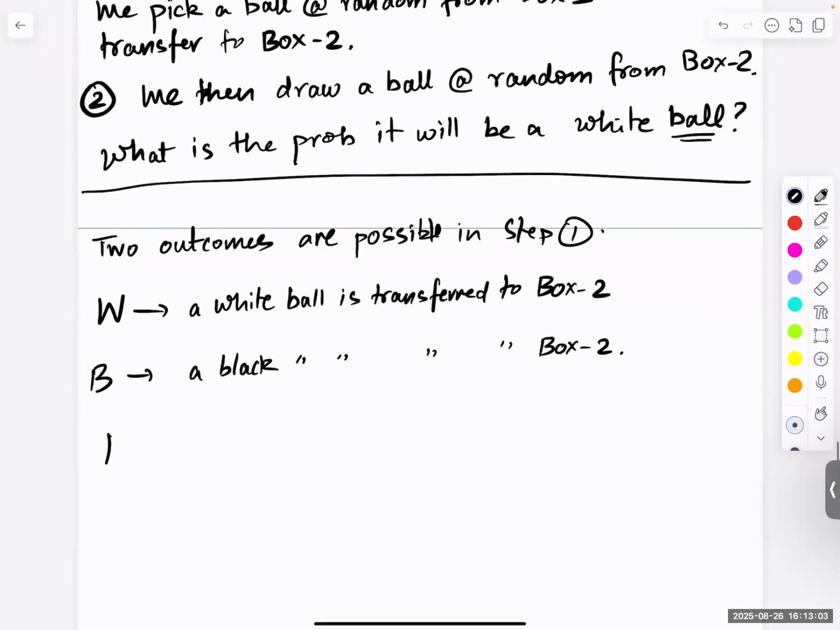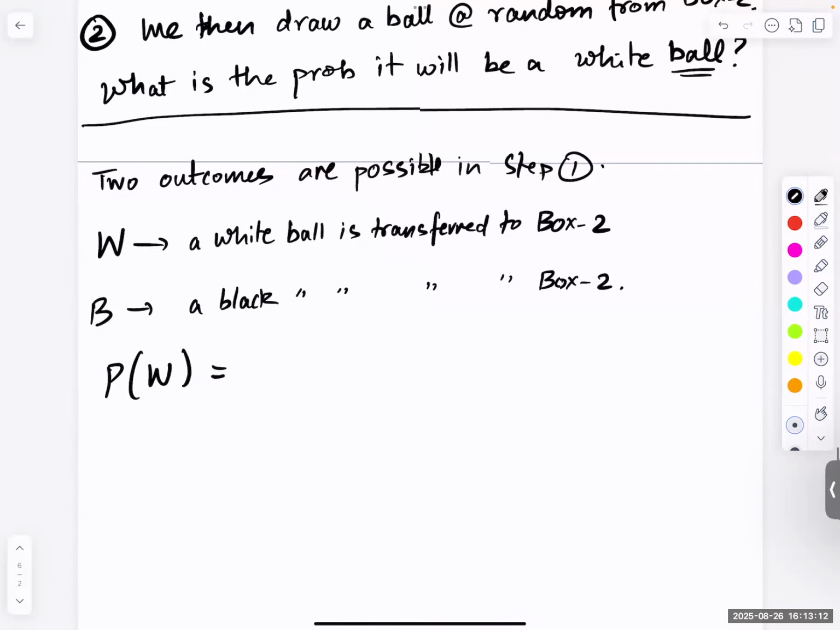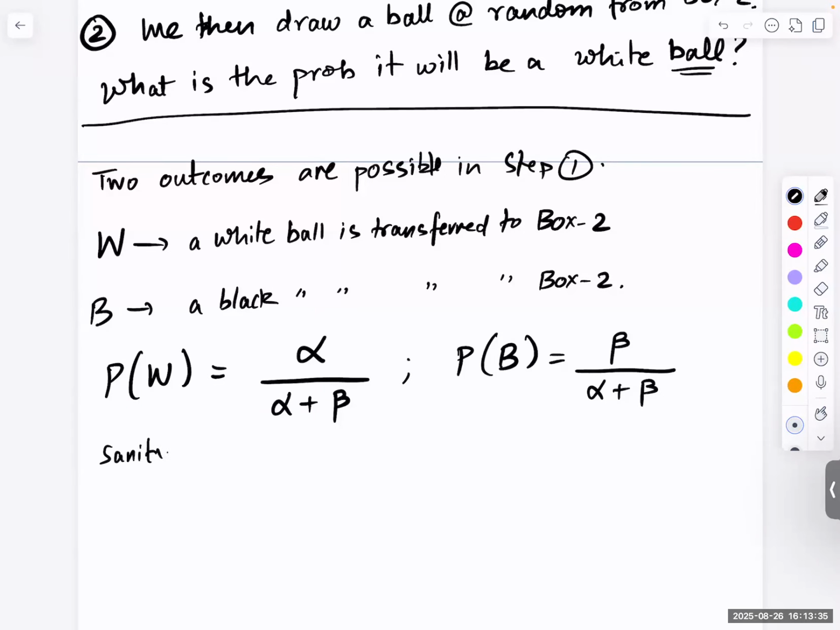So what is the probability of W? It's nothing but the probability of picking a white ball from box 1. It has alpha white balls out of alpha plus beta total balls. So that's the probability of W. What is the probability of B? It's the number of black balls, beta, divided by the total number of balls, alpha plus beta. Clearly, a sanity check is in order: P(W) plus P(B) better be 1, because that is the sample space.